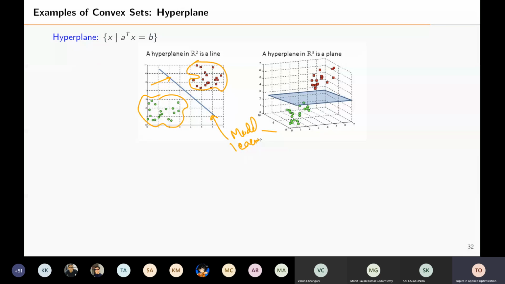you have trained your model, and then after that, if a new data point comes, let us say here, then you will check whether this point is on this side of the hyperplane or on this side. If it is on this side, then you will say that this is one of the green points. Okay, so this is how the classification thing works.